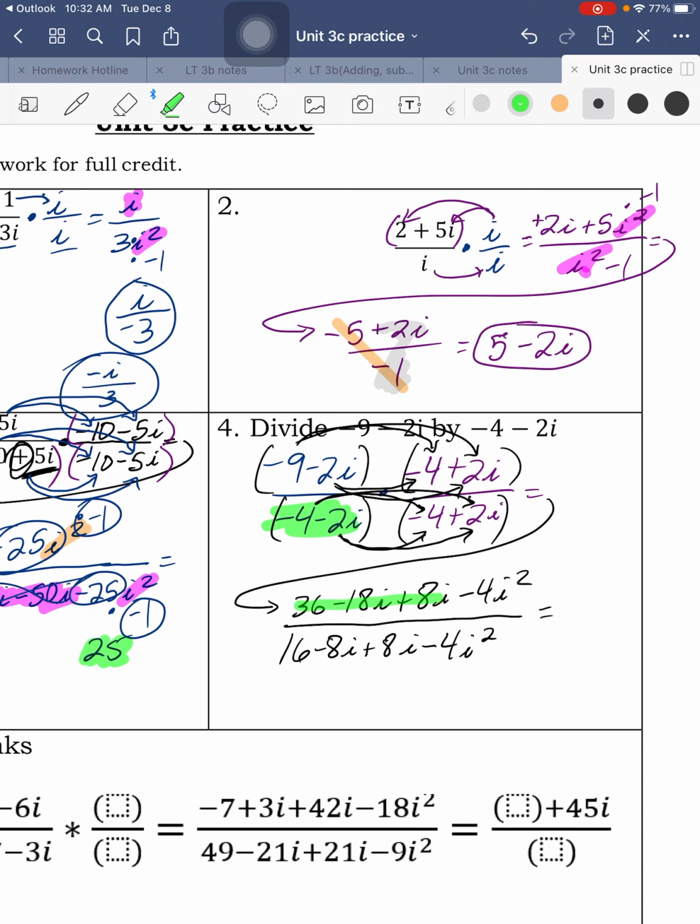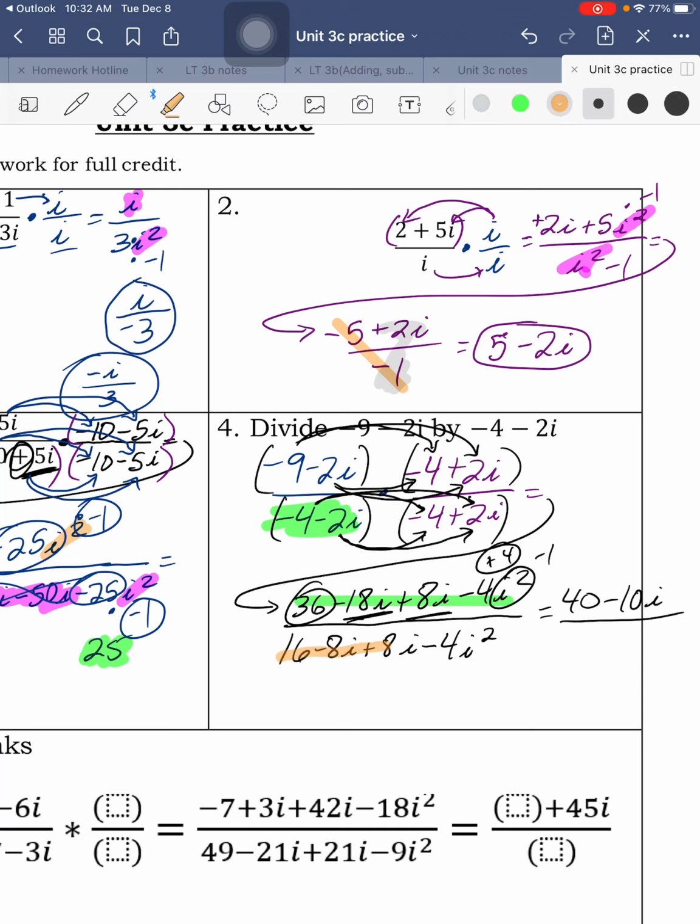So now I'm just looking at the numerator and seeing what we can simplify. So I see i squared, that's -1. -4 times -1 is a positive 4. So it's going to end up being positive 4 here at the end. Plus 36 is 40. And then -18i plus 8i is a -10i. So that's our numerator.